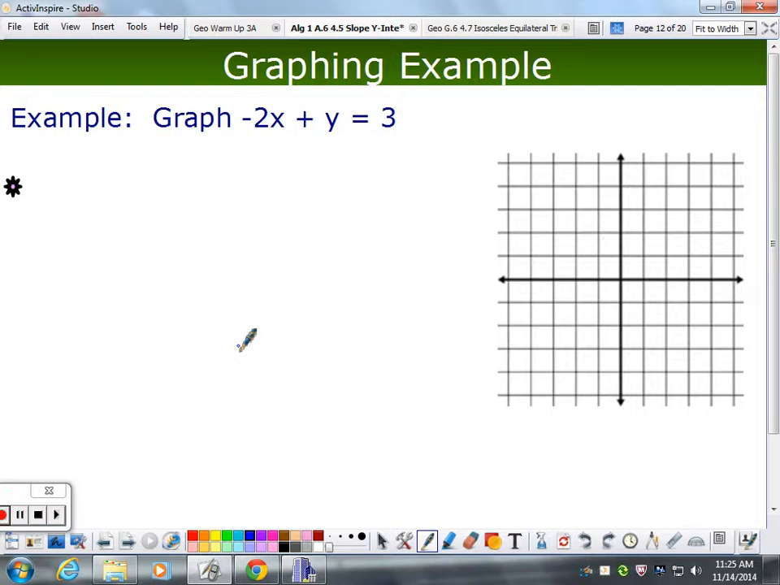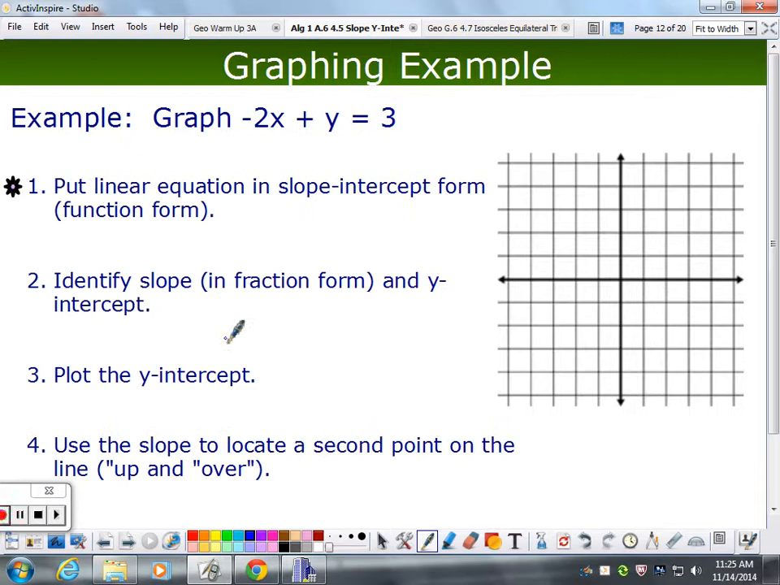You got that? Okay, so we're going to graph this step by step. All right, so the first thing you have to do is, wait, first of all, look at this thing. What's the slope? If you're saying -2, you're wrong. Why are you wrong? You have to put it in function form, slope-intercept form, y equals mx plus b. Your first step is to take your linear equation and put it into y equals mx plus b form.